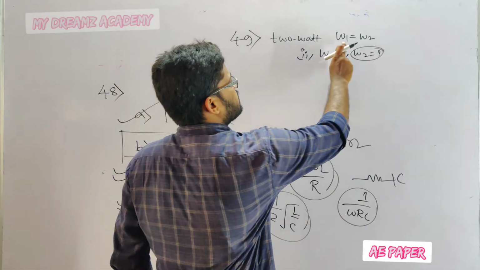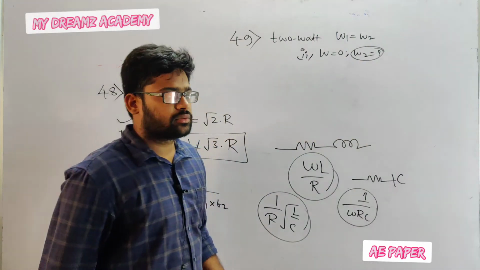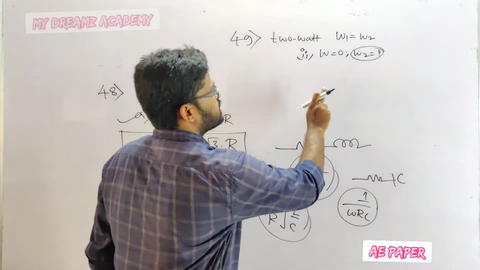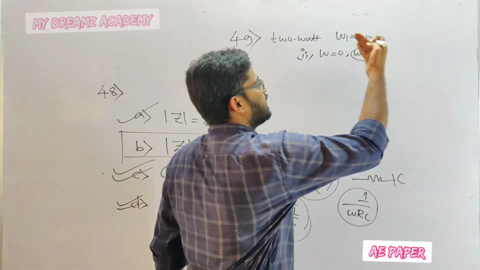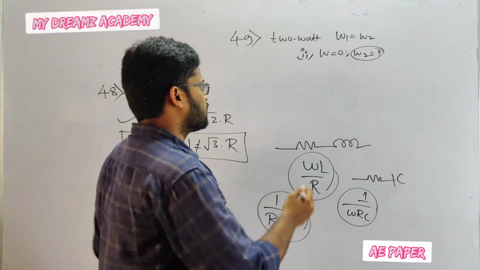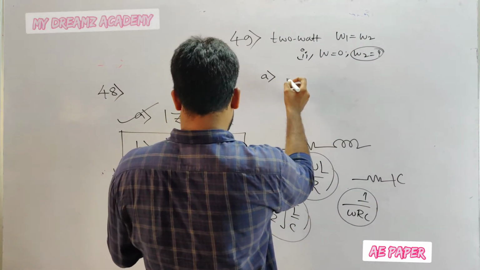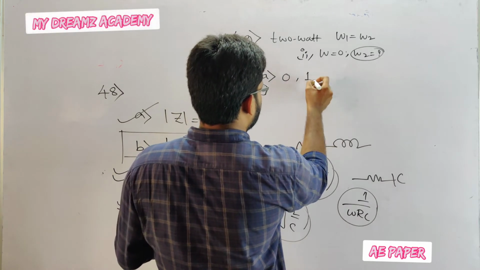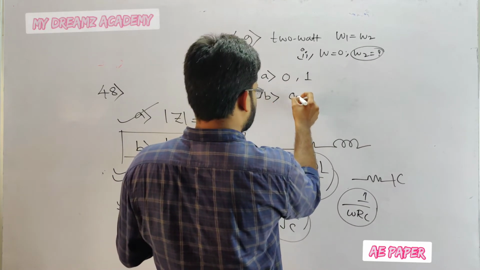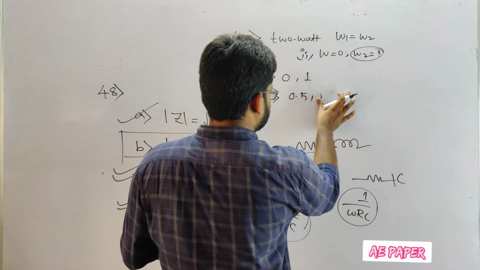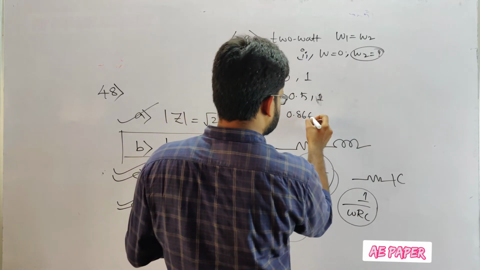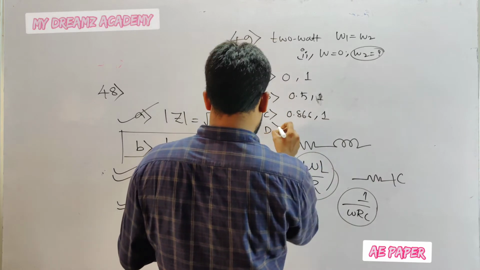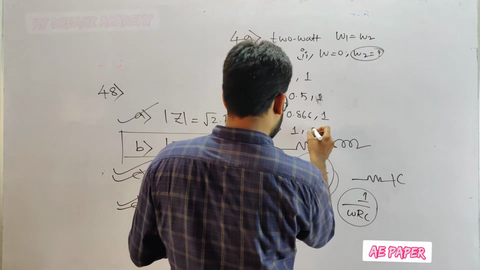First condition is W1 is equal to W2. Next condition is 1 wattmeter reads 0, and the other wattmeter reads the entire power. We'll see the options. Option A, that is 0 and unity. Option B, 0.5 and unity. Option C, 0.866 and unity. Option D, unity and 0.5.